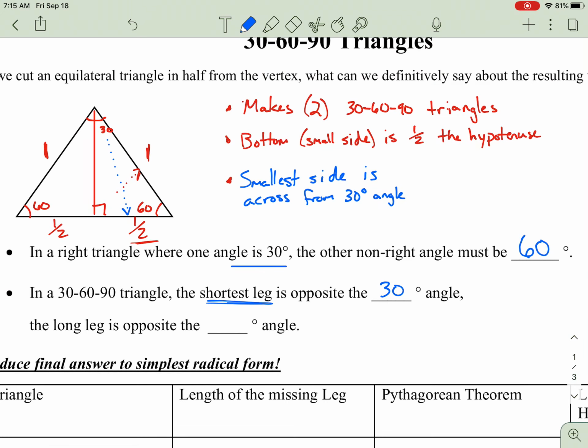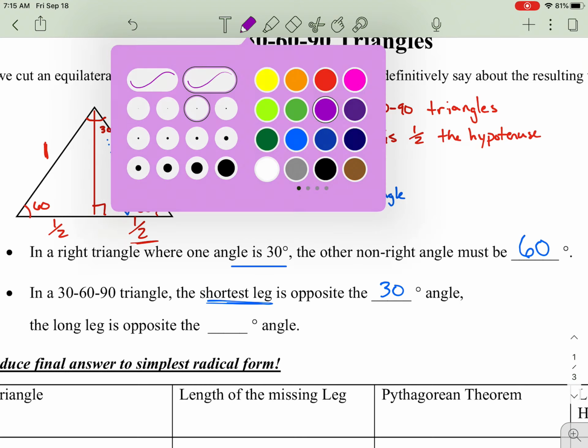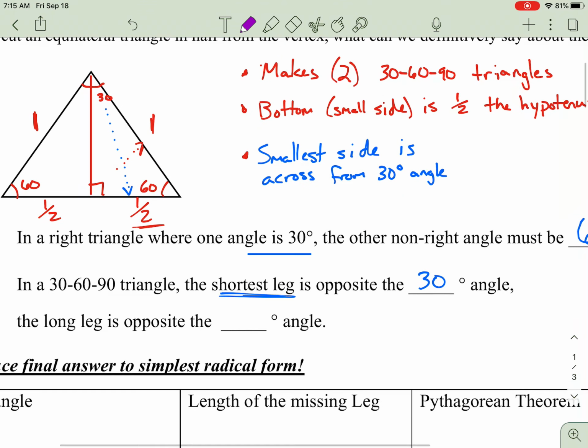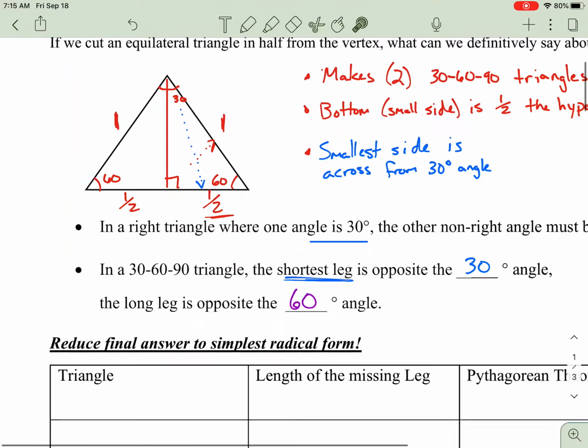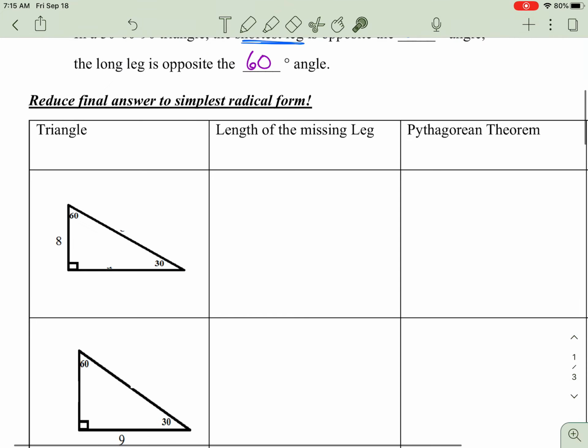So that means the long leg is opposite the 60-degree angle. Now we say long leg because this is a leg and this is a leg, right? This is the hypotenuse. This is not a leg. So leg, leg. Okay. So let's take a look at this chart just like we did yesterday.